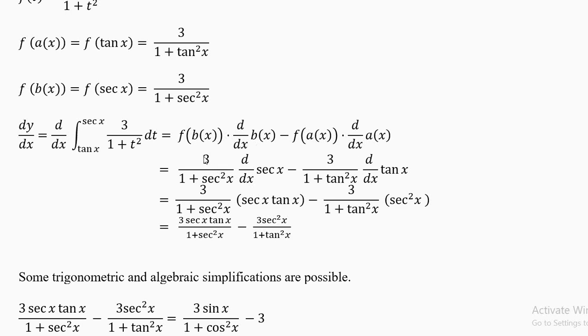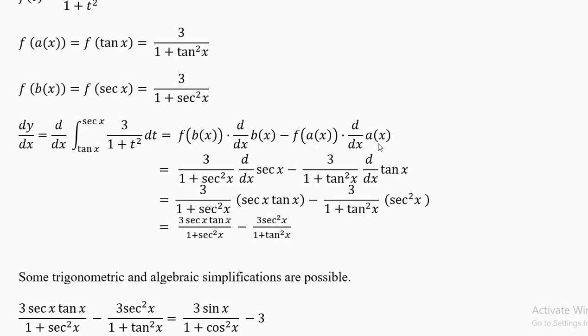Now f of b is 3 divided by 1 plus secant square x into derivative of secant x, which is secant x tan x. Combine it with 3, you'll get 3 secant x tan x divided by 1 plus secant square x. You can make some changes here, but please do not try it. It is not useful. Minus is throughout.